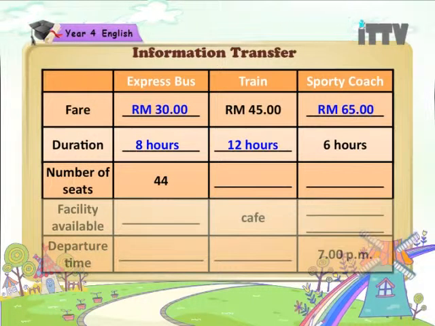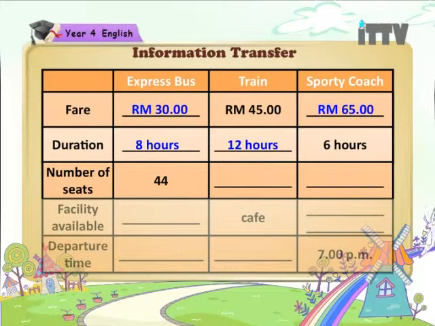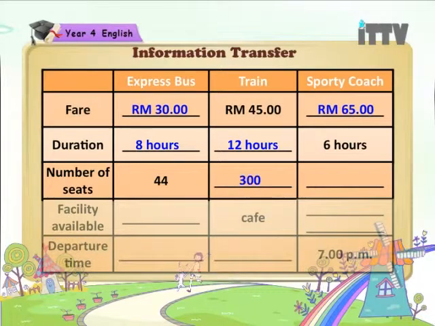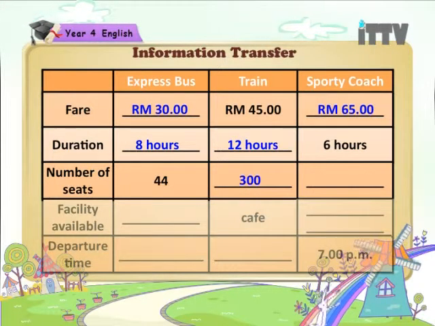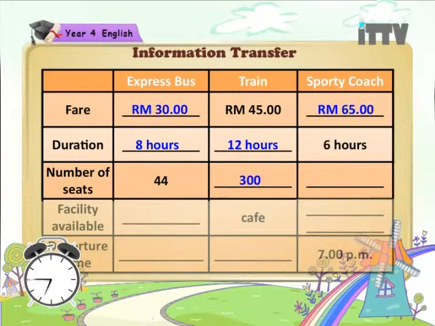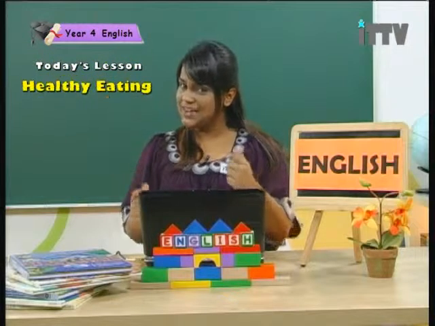Now the number of seats. On the express bus, it has 44 seats. What about the train? Yes, the train has 300 seats available. Now what about the sporty coach? Very good. It has 25 seats. We're almost done with this table. Are you still with me, students? Let's proceed.